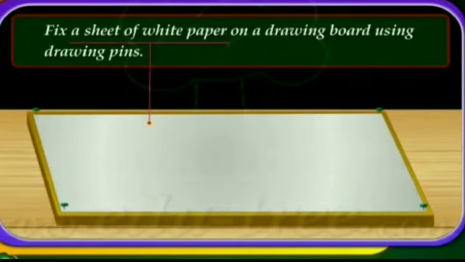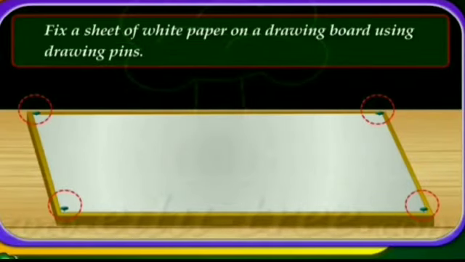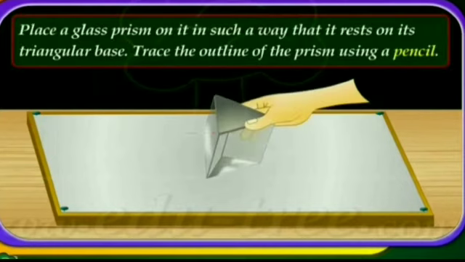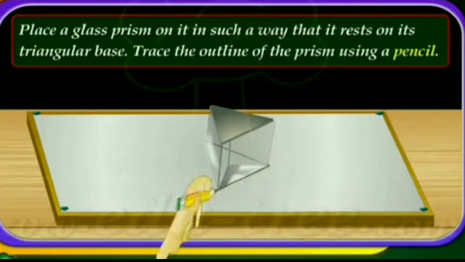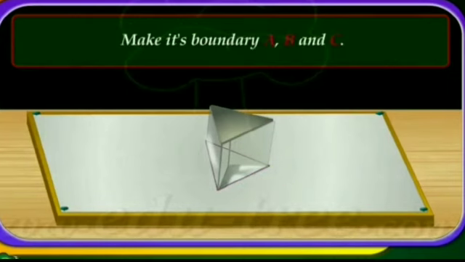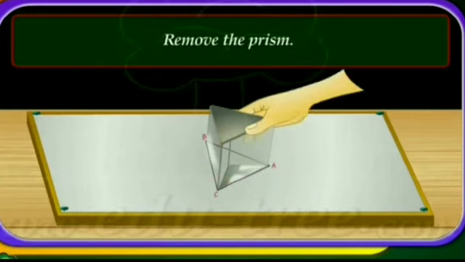Now let us do an activity. Fix a sheet of white paper on a drawing board using the pins. Place a glass prism on it in such a way that it rests on its triangular base. Trace the outline of the prism using a pencil and mark its boundary as ABC.